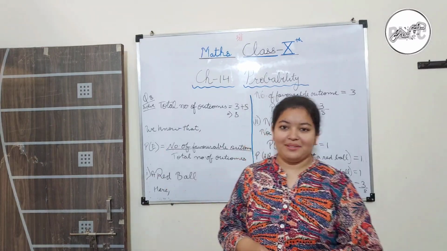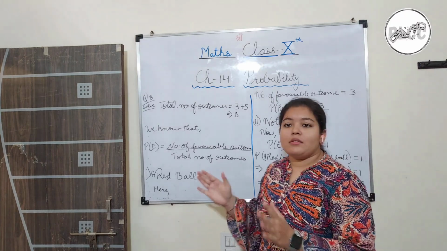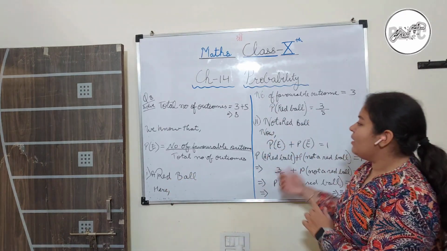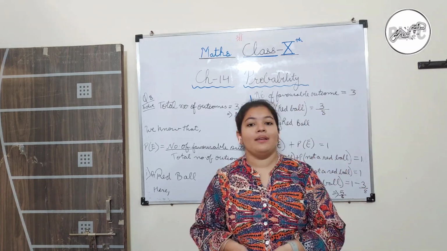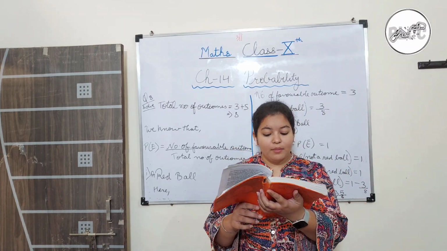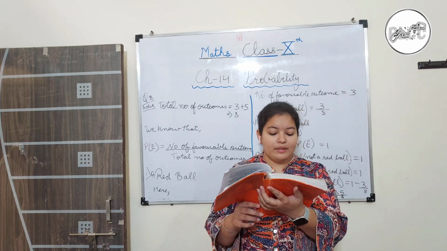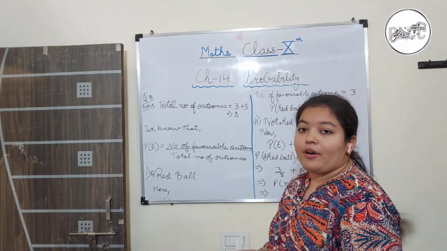Now let's see a question. So I have taken question number 8 of your exercise because this question uses both the formulas in the chapter. Okay. So the very first, please read question number 8. Let me also read. A bag contains 3 red balls and 5 black balls. A ball is drawn at random from the bag. What is the probability that the ball drawn is red and not red? So I hope you understand the question.